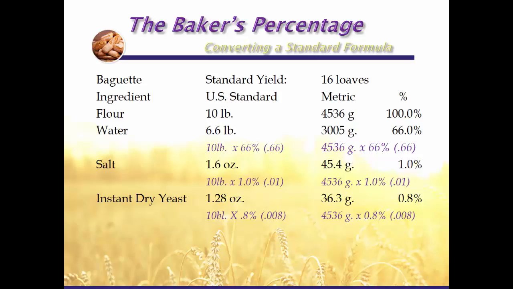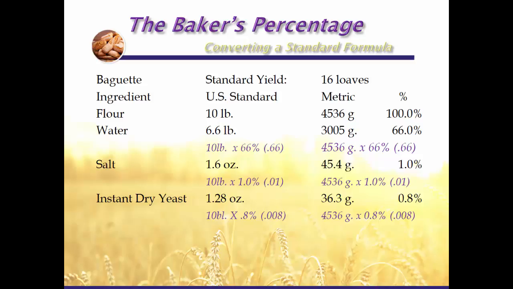We're going to do the same with salt. We're going to take 10 pounds of flour, which is our 100%, and multiply it by 0.01, because that's 1% of 100%. That's how much salt we need in this recipe. That gives us 1.6 ounces of salt.